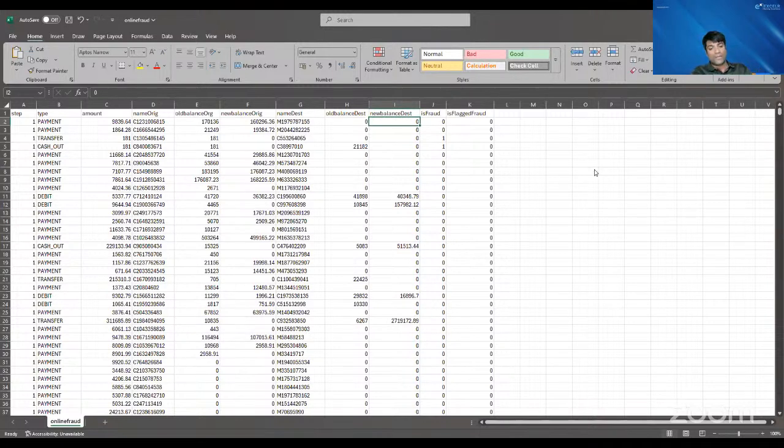So let us dig deep into understanding the data, and how we can construct a decision tree. Now let me stop sharing this, and let me go to the data set. Let me share my screen.